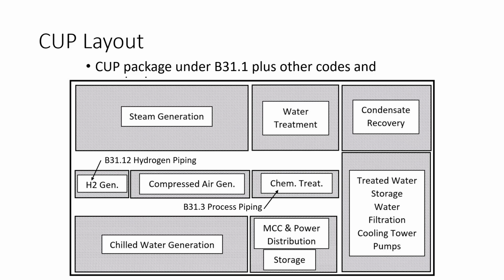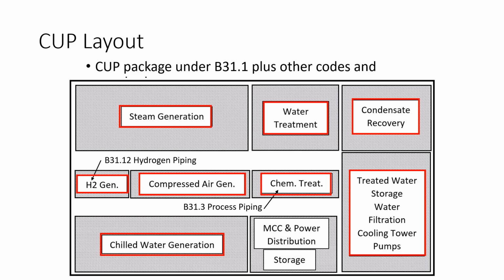As you can see in this more detailed layout of the CUP, there are multiple utility and chemical units that make up this facility. There's steam generation, water treatment, condensate recovery, treated water storage, filtration pumps and cooling water pumps, chilled water generation, compressed air generation, plus hydrogen generation, and chemical treatment.